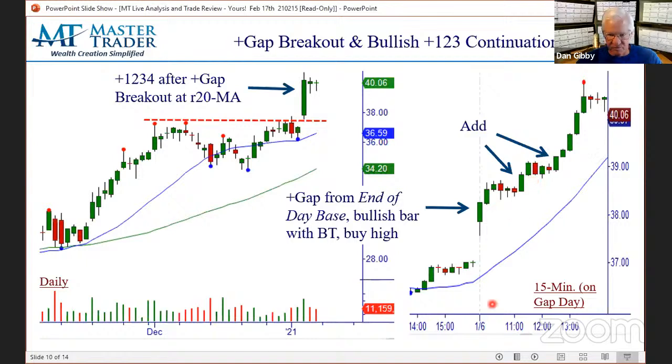And this 15-minute chart is in real action. End of day base, bullish gap up, bottoming tail, range expansion after the first 15-minute bars, bullish time consolidation, red bars ignored, breakout, red bar ignored. So it's this whole day right here that makes up this wide range bar.